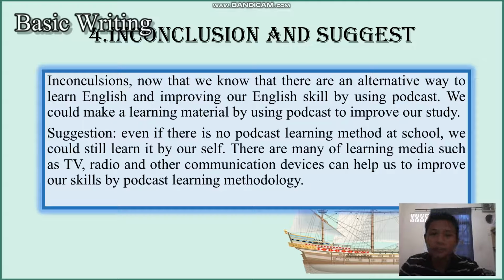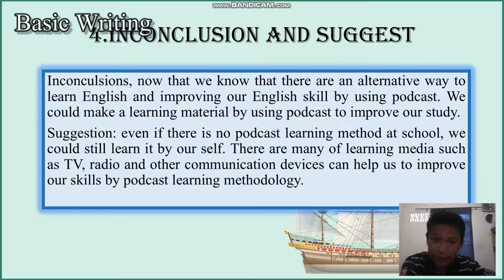In conclusion and suggestion. So, in conclusion, now that we know that there is an alternative way to learn English and improve our English skills by using podcasts, we could make learning material using podcasts to improve our study.